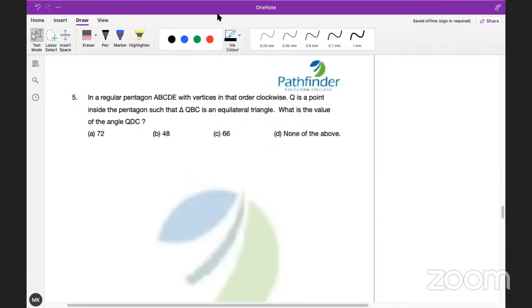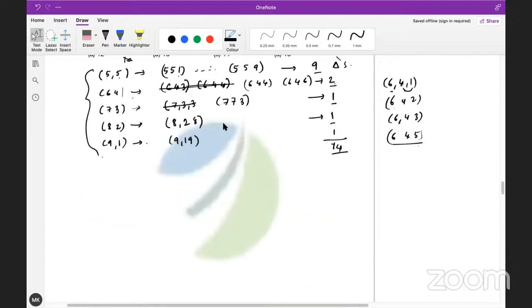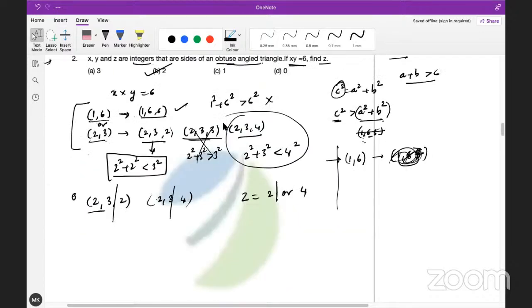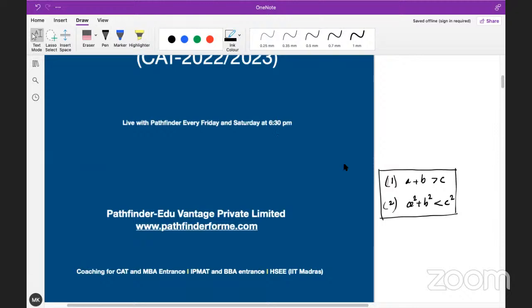So I hope you have understood how to tackle such questions which are based on these two properties. Which are the two properties? The sum of two sides of a triangle is greater than the third side. And if you have an obtuse angle triangle, the sum of squares of two sides is less than the square of the third side.